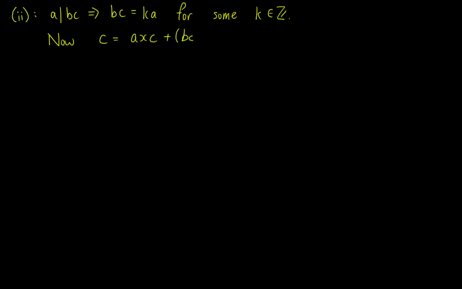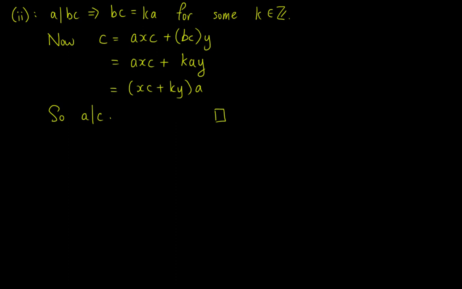For the second statement, if a divides b times c, it means that we can write b times c equals k times a for some integer k. Now, c equals axc plus (bc) times y, which equals axc plus kay. So we can take out the common factor a to write (xc plus ky) times a. This means that a divides c, which completes the proof.